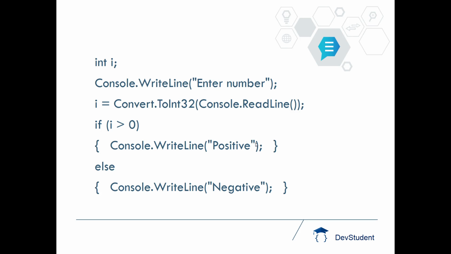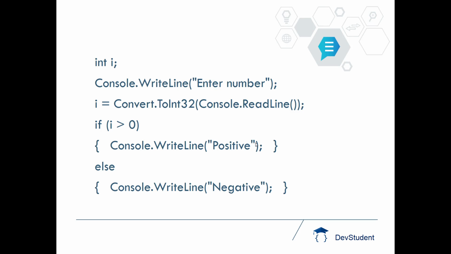The code looks like this. I have taken a variable int I. In that I want to keep some number which is given by the user, so I am going to write Convert.ToInt32 of Console.ReadLine, and I am going to place it in I. I also use Console.WriteLine here to show a message to the user saying enter number.